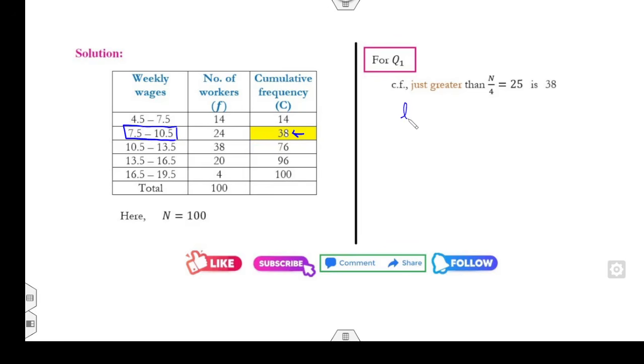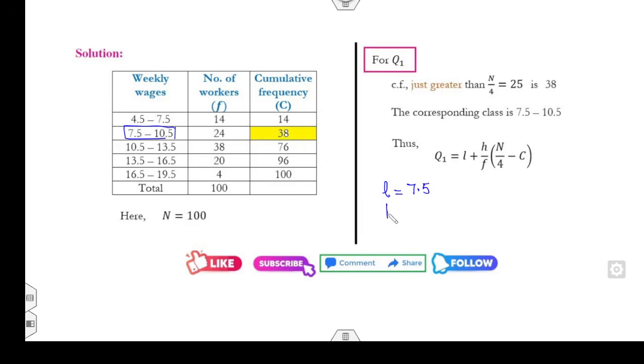Now you can calculate what is the L, क्योंकि आपको फॉर्मूला में लगाना है L प्लस H/F (n/4 minus C). So what is the L? L of the quartile class is 7.5. H will be my 24. H is not 24. What is the H? The difference between them is 3. F is my 24. Capital C is the cumulative frequency just preceding the quartile class, that is my 14.